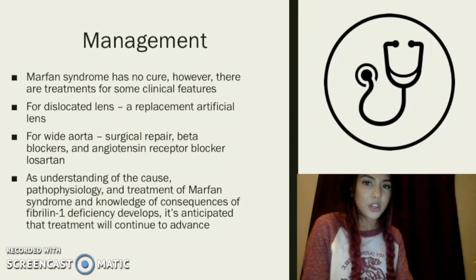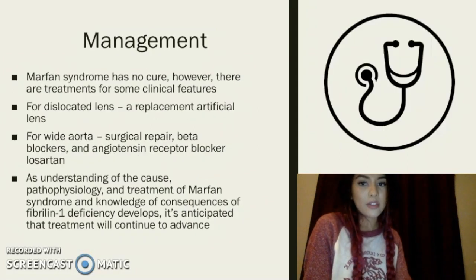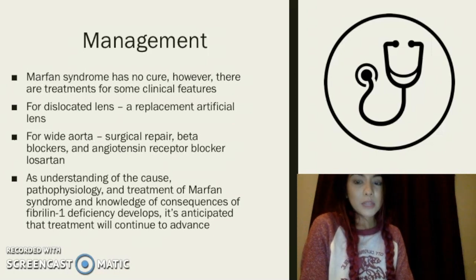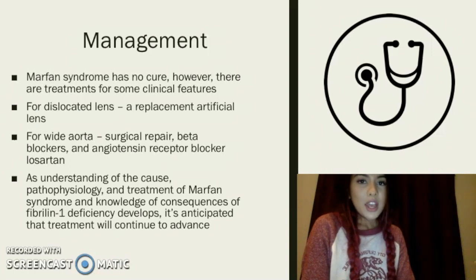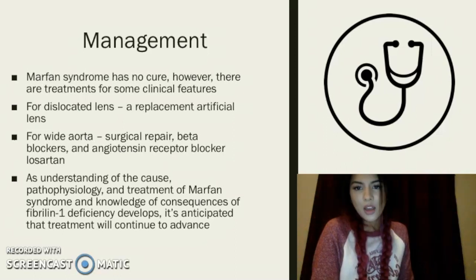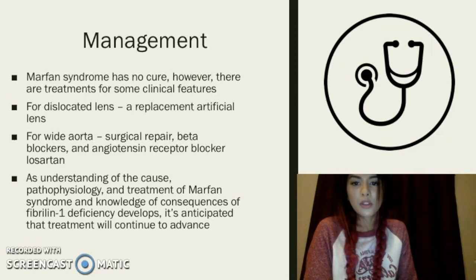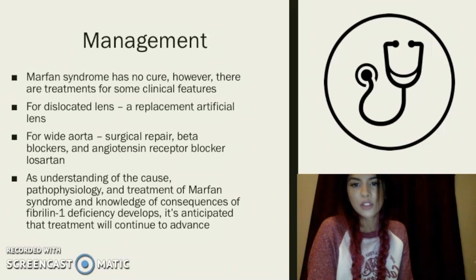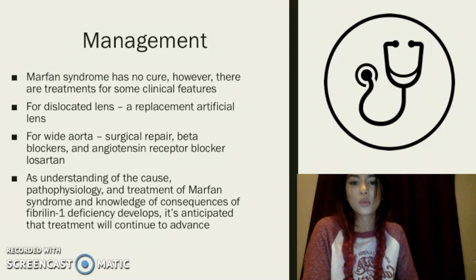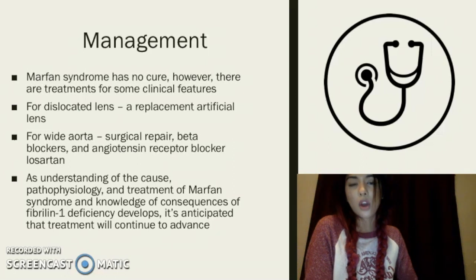So while there are no cures for the syndrome yet, there are, however, treatments for some clinical features. For a dislocated lens, a replacement artificial lens is an option, and for a wide aorta, surgical repair, beta blockers, or the angiotensin receptor blocker losartan are options. As understanding of the cause, pathophysiology, and treatment of Marfan syndrome and knowledge of the consequences of fibrillin 1 deficiency develops, it's anticipated that advancements will continue to be made in treatment options.